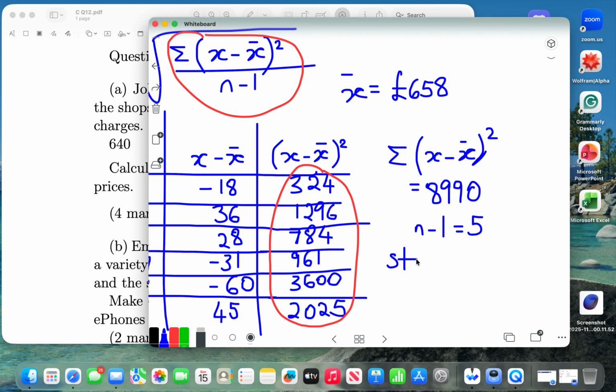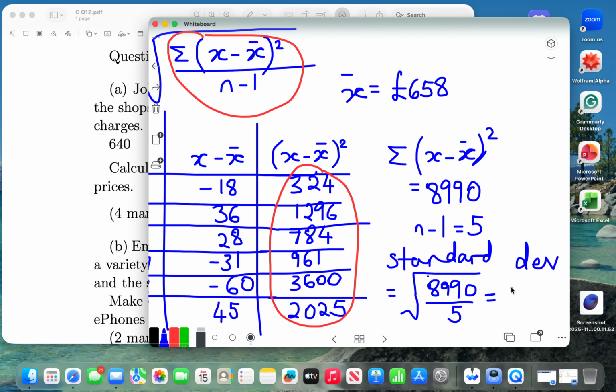So we say the standard deviation, call it standard dev for short, equals the square root of 8,990 divided by 5. And you have to do 8,990 divided by 5, then take the square root, because the square root sign goes over the entirety of that fraction. So if you plug that in, the answer you get to two decimal places is £42 and 40 pence. Hoping I can fit it in. Yeah, it's £42 and 40 pence.